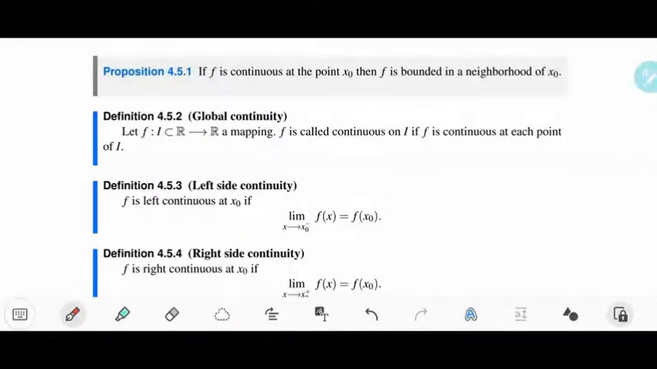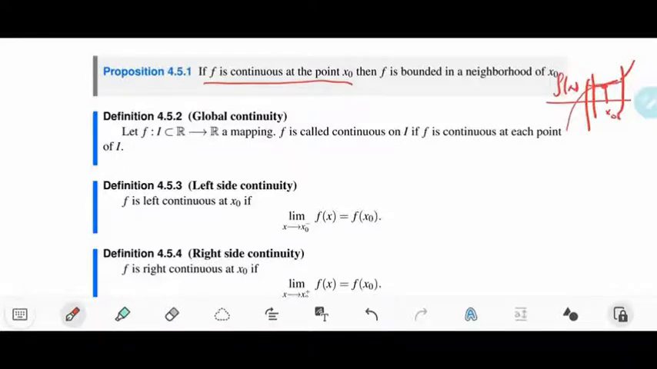Now we can have many results related to continuity. First, if f is continuous at a point x0, then f is bounded in a neighborhood of x0. So if it's continuous, then it's reaching the point x0, f of x0, right? Then you can take a neighborhood of x0 where the function is bounded and it cannot go to infinity, because if it's going to infinity in here, you can take a smaller neighborhood where the function is bounded.